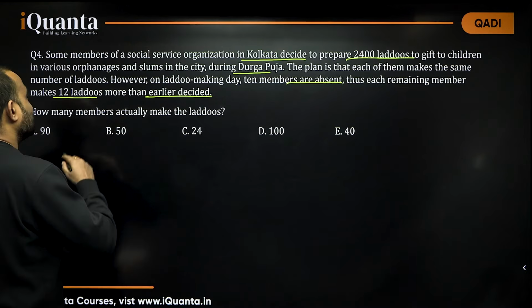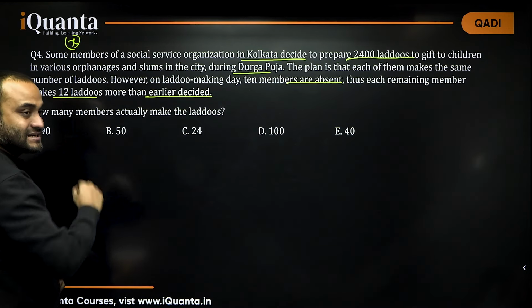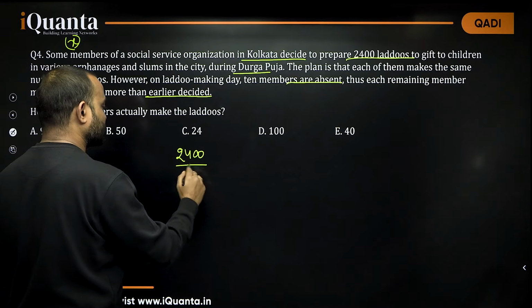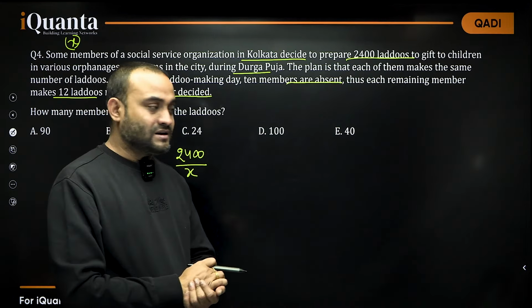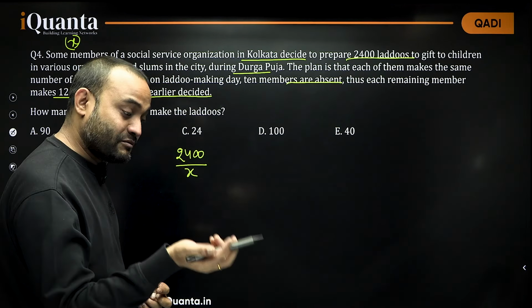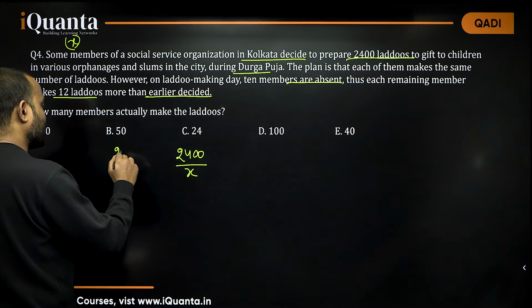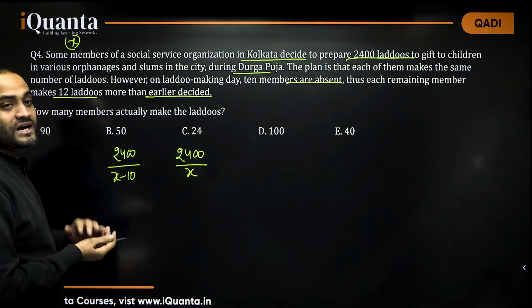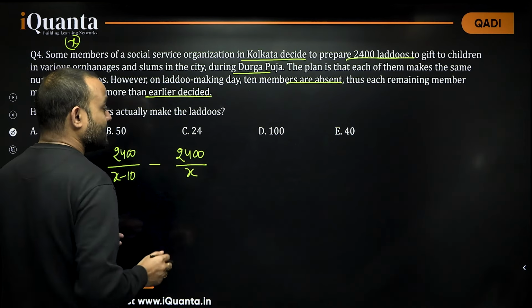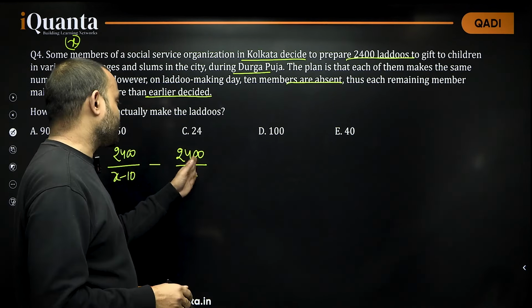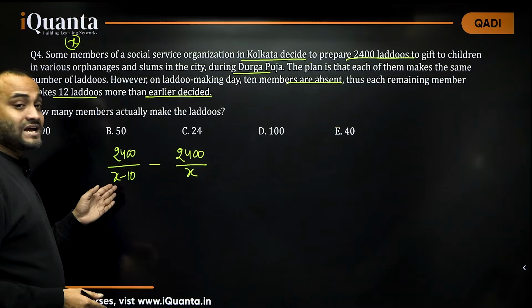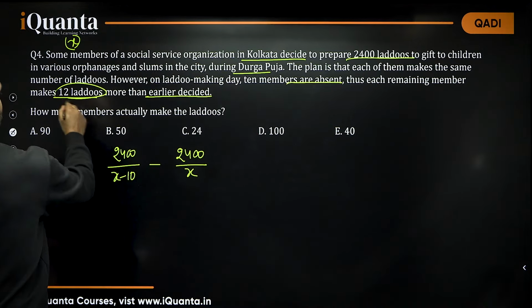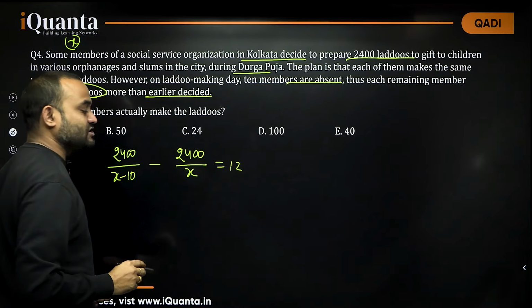So if I say that initially the number of members is x, then the number of laddoos that they had to make per person will be 2,400 by x, right? And if 10 members are missing, then the number of members will be x minus 10. So per person, the number of laddoos to be made is 2,400 upon x minus 10. The number of laddoos that was decided per person is this, the number now decided is this, and the difference is 12. The remaining members make 12 laddoos more.